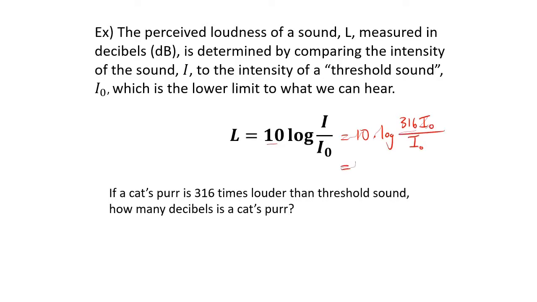So if we have 10 times the log of 316, I don't know exactly what this is, but I know that the log of 100 is 2, and I know that the log of 3.16 is probably close to 0.5. So let's say it's about 10 times something about 2.5. You could totally just plug this into a calculator and get the answer. It's going to be somewhere around 25 decibels. So a little kitty purring is about 25 decibels.